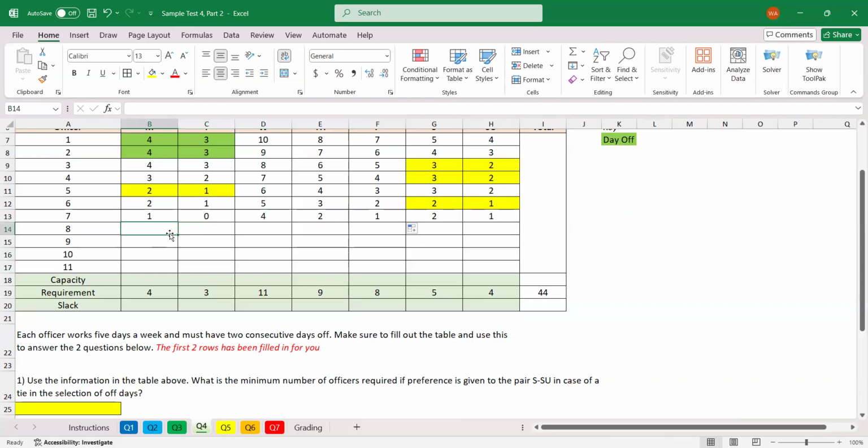Okay. And for this officer number 7, the lowest combination is right here. 1 plus 0 is 1. So we're going to maintain that. Everything else is going to drop down by 1.